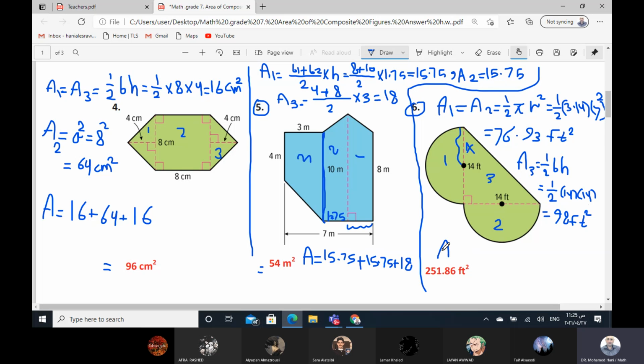Now the total: A1 plus A2 plus A3. We can write here 2 times 76.93 plus 98. So the answer will be 251.68. Who has any question here? No questions.